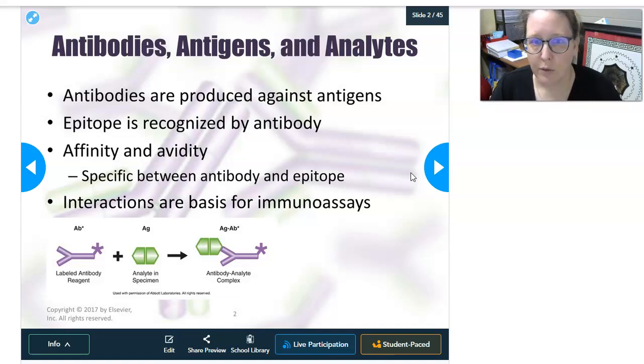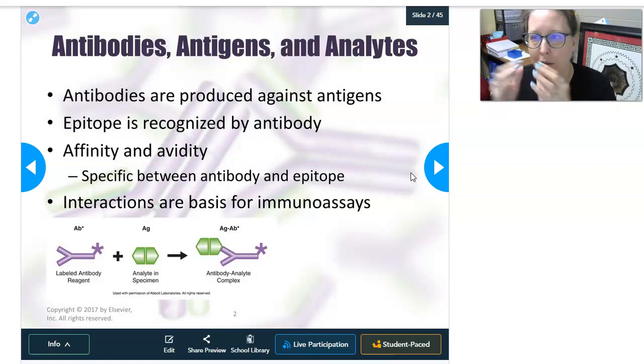So start with a little review on antibodies, antigens, and analytes. Antibodies are produced against antigens, and this is in the body, and this happens in animals and all of that. The part of the antigen that is recognized by the antibody is called the epitope. So it's the little active site that the antibody has formed an attachment to, okay? And when we talk about antibody-antigen reactions, we have to talk about affinity and avidity, and those are specific to the antibody and epitope interactions.